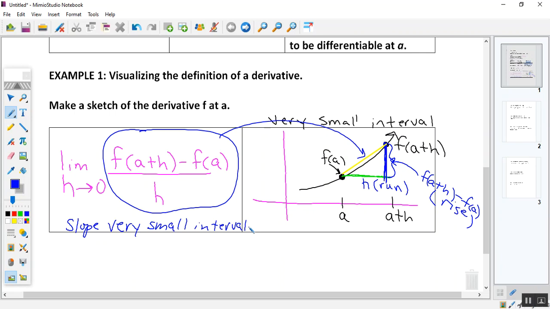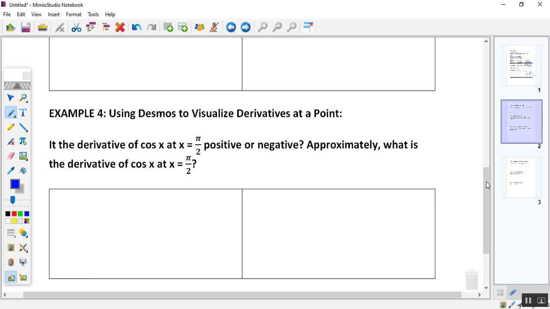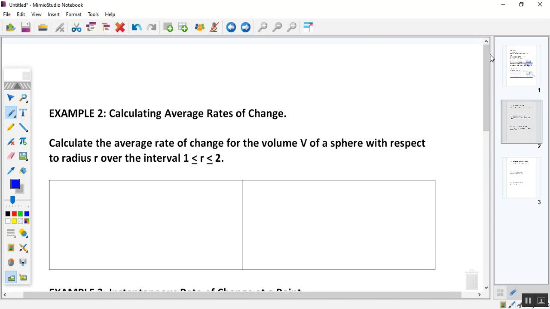All right, so let's take a gander at this. Calculating average rates of change. You know how to do this, okay? This says calculate the average rate of change for the volume V of a sphere with respect to the radius R, over the interval 1 to 2. Let's just assume that R is measured in centimeters. Is that okay with you guys?